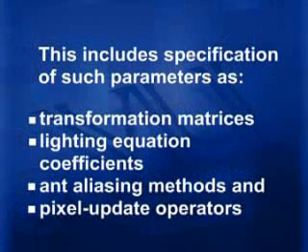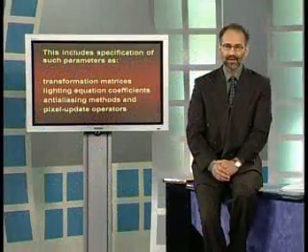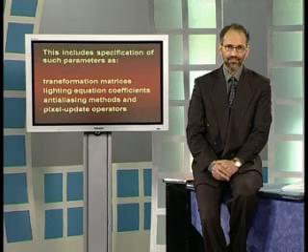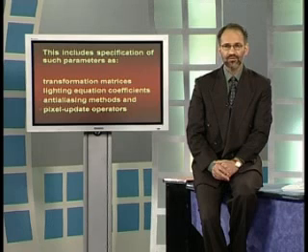This includes specification of such parameters as transformation matrices, lighting equation coefficients, anti-aliasing methods, and pixel update operators. These things can be specified and can help us have a better, stronger, more stringent control over our objects, no matter whether they are 2-dimensional or 3-dimensional objects. Making use of these parameters, we can control their behavior.